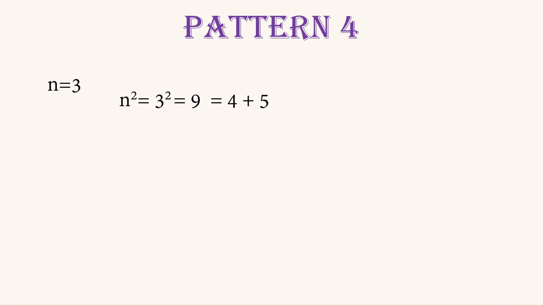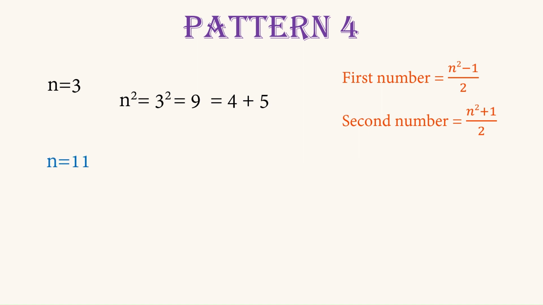But for bigger numbers, how to find which two consecutive numbers form the sum? For that, there is a formula. Here the first number can be found using n square minus 1 by 2, and the second number using n square plus 1 by 2. Let us take any another value. Let it be n equal to 11. 11 square is 121. So 121 has to be written as sum of two consecutive numbers.